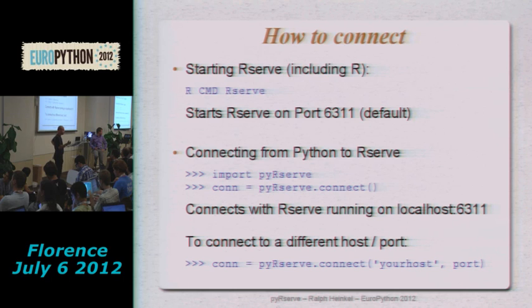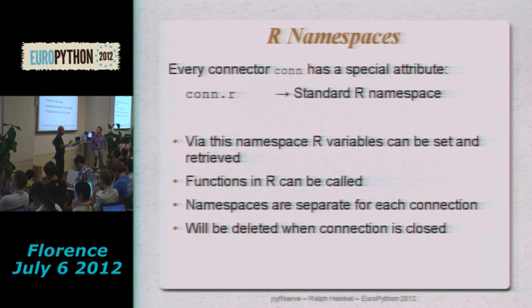To start it up, you need to start Rserve on one host. It can be on any machine on your local network or be on the same host. Just R CMD Rserve starts the R server. And then you open a shell. If it's on your same computer, you just say import pyRserve and connect to it. If Rserve is running on a different host, you have to provide the host name and the port. The connection provides one attribute called r, which reflects the namespace on the remote R side onto the Python namespace.